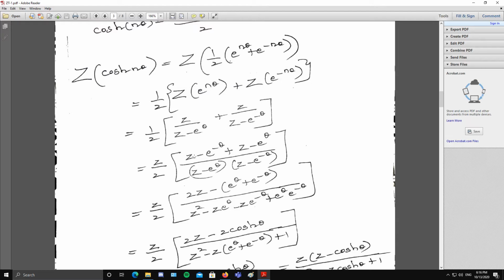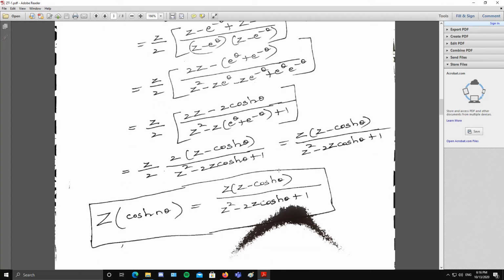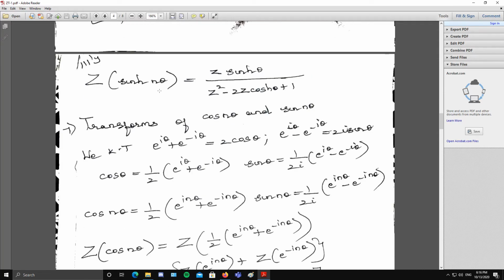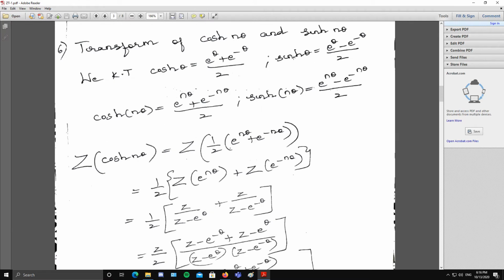In the numerator, z plus z is 2z. Exponential terms are grouped; this term is 2 cos h theta. Similarly, in the denominator, z square minus z into 2 cos h theta plus 1. So remember the transform of cos h n theta. Similarly, for the transform of sin h n theta, you have to follow the same steps.